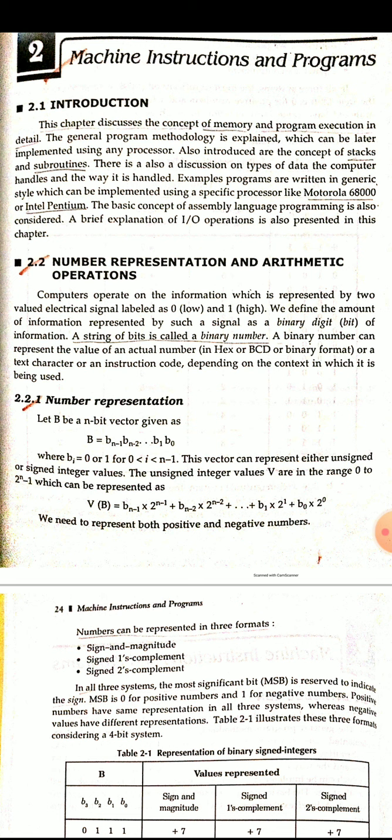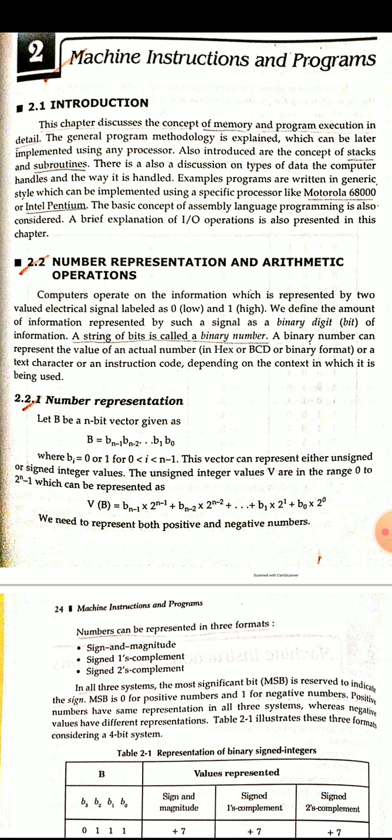The examples of programs are written in a generic style, which can be implemented using a specific processor like the Motorola 68000 and the Intel Pentium. The concept of basic assembly language programming is also considered, briefly explaining operations, in this topic, machine instructions and programs.